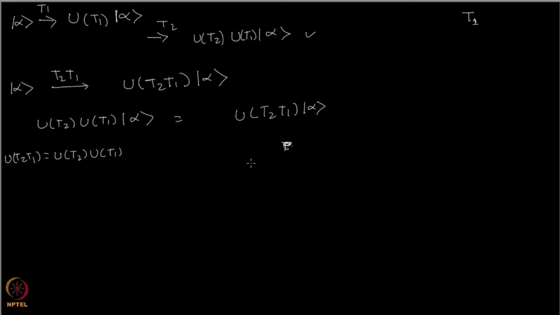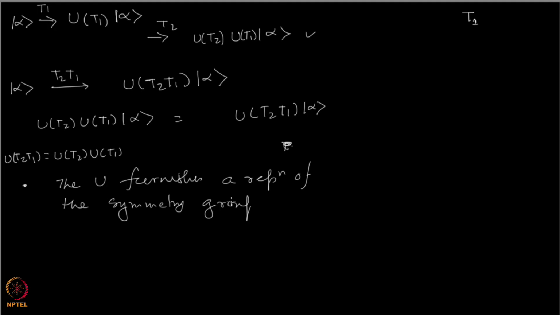So, this is one thing I wanted to tell. The U furnishes a representation of the symmetry group of transformations whose elements are T1, T2 and T3. Okay, that's fine. Now, I will try to put these things in a context that is familiar to us, which we already knew.